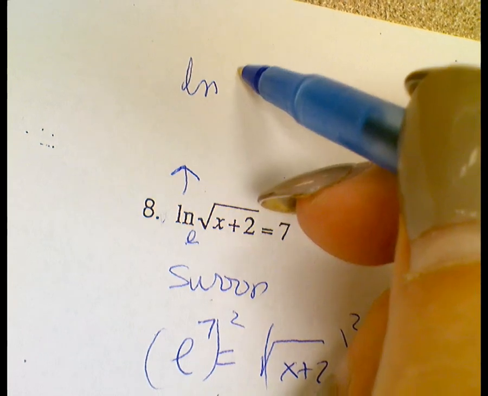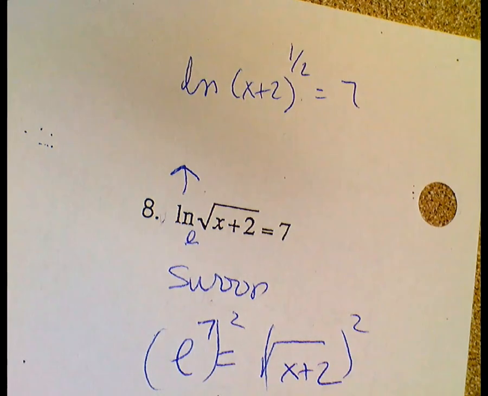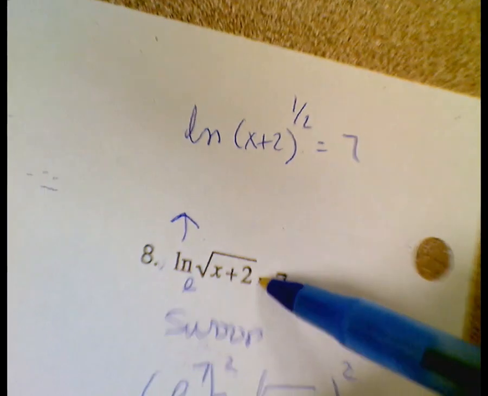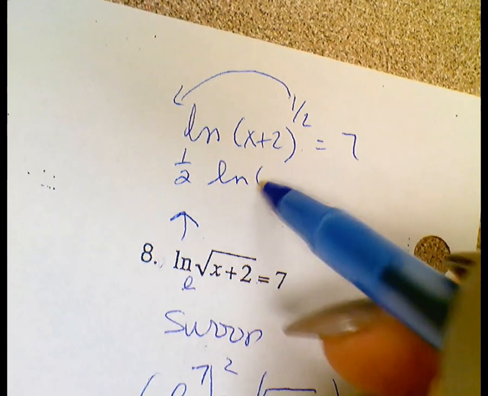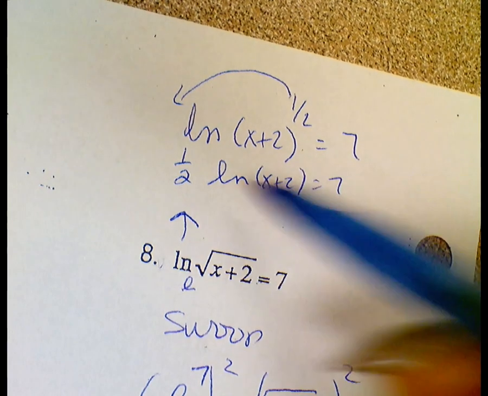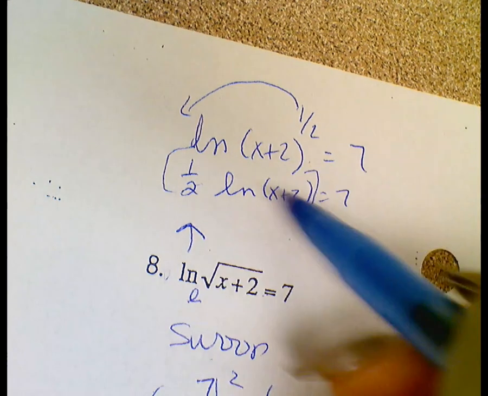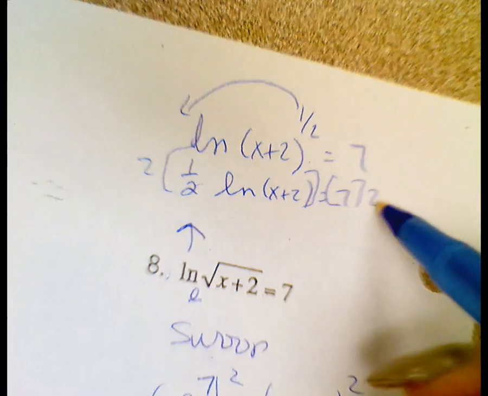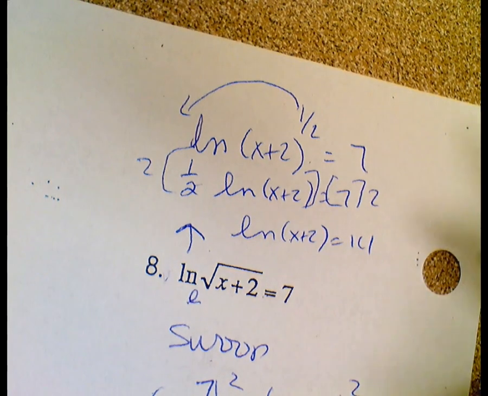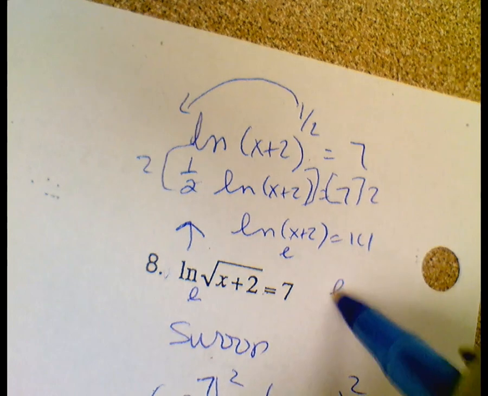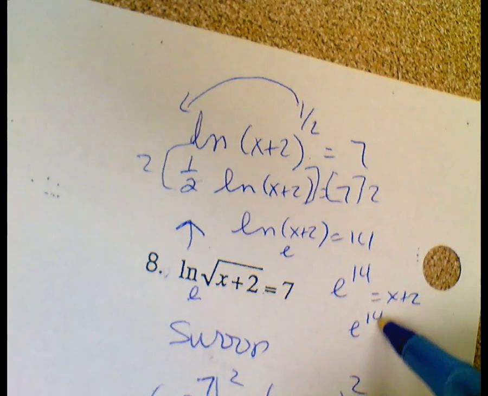So natural log, I'm going to write this as x plus 2 raised to the 1/2, because that's the same thing as square root. Then that means I can bring this out front: 1/2 natural log of x plus 2 equals 7. How do you get rid of a 1/2? You multiply both sides by 2, and you get natural log of x plus 2 equals 14. And then swoop, and you would have e to the 14th equals x plus 2. So your answer is e to the 14th minus 2.